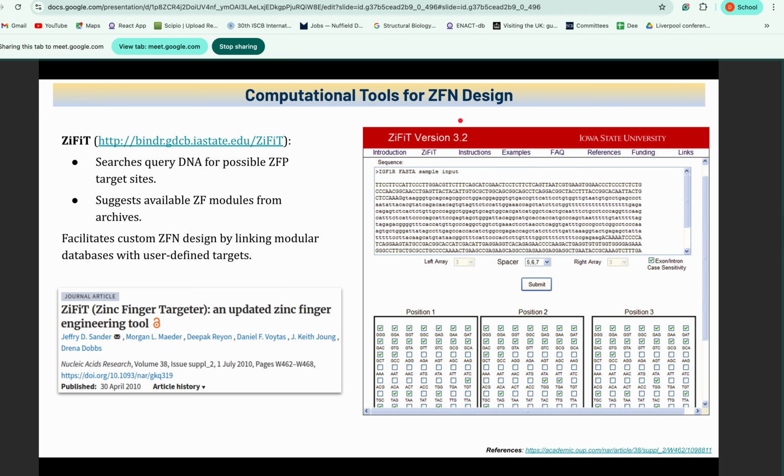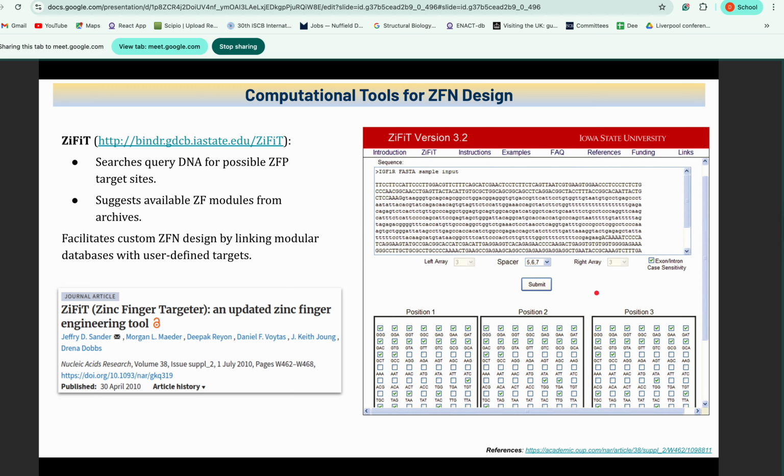Okay, now this is the computational tool for zinc finger nuclease design, which is ZIFIT, which we have seen previously also. It gives you the information of all the zinc finger nucleases and the sites where they can bind. So we can search the query DNA for possible ZFP target sites. In this case, they have given a sequence of DNA. I can give a sequence of DNA and submit it.